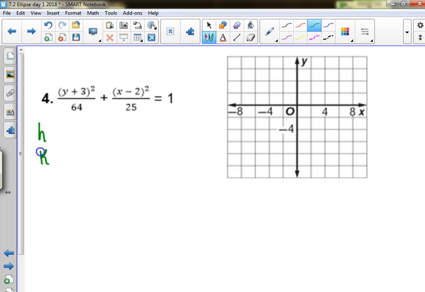Say that again. That's a good question. I think to get them all in this form, they make them equal to 1 so that they're all the same. That's a good question. I'll look that up and see if I can get a better answer, okay?